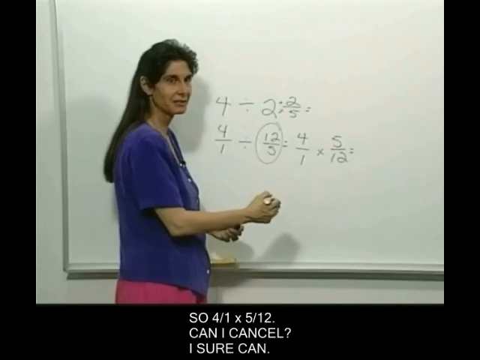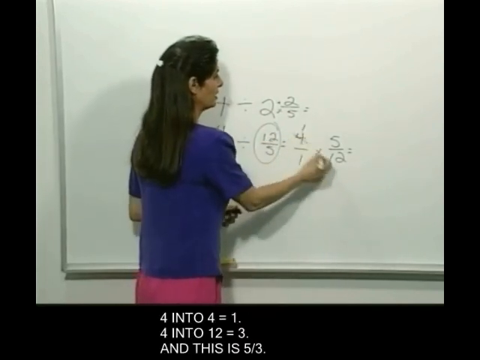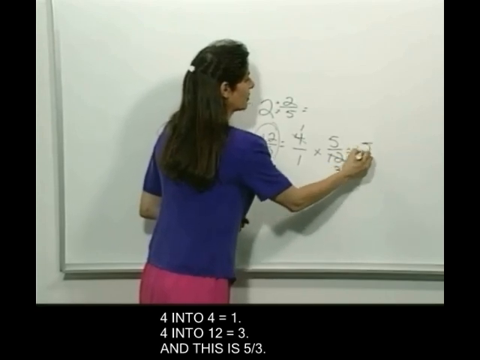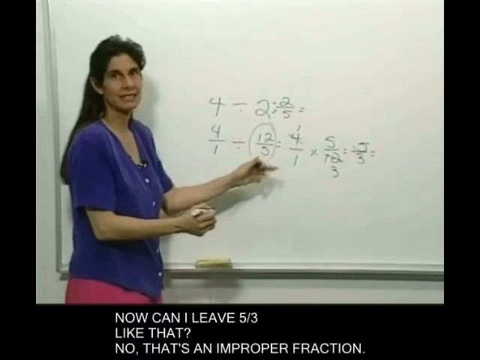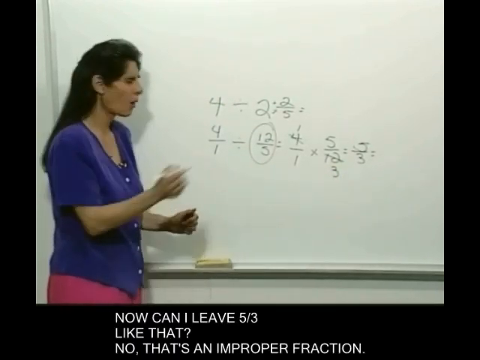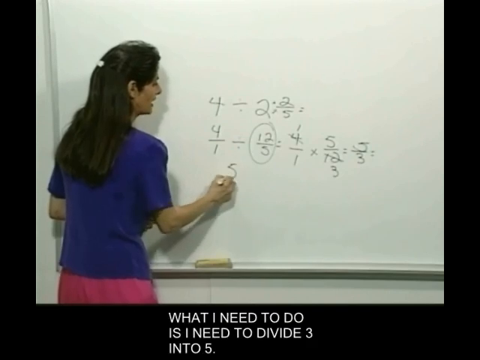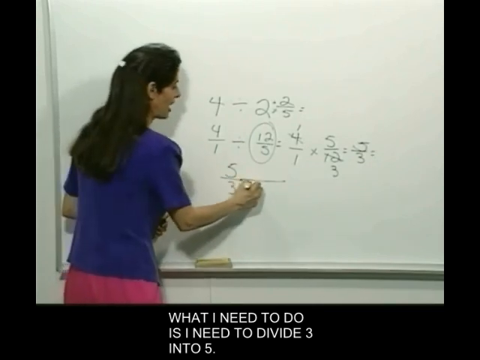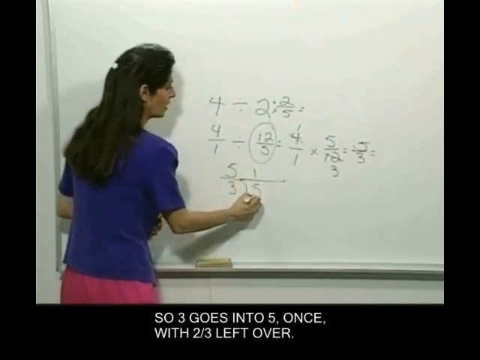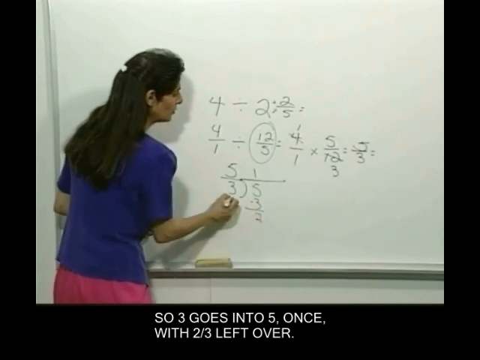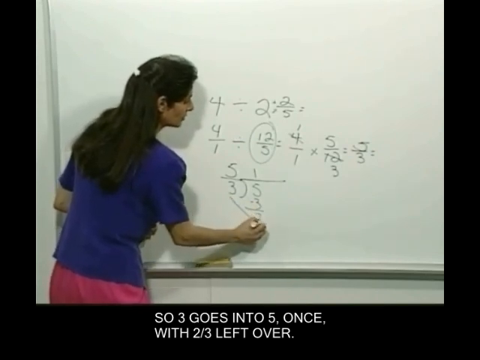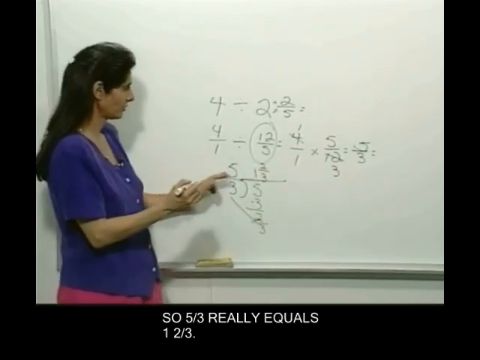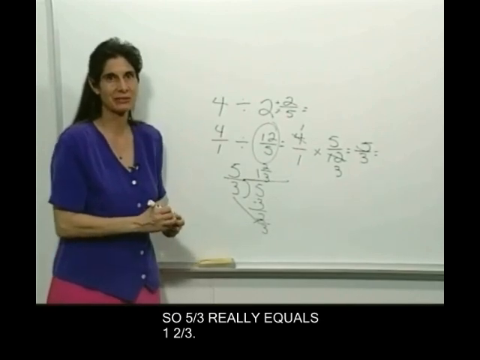Can I cancel? I sure can. 4 into 4 is 1. 4 into 12 is 3. And this is 5 thirds. Now, can I leave 5 thirds like that? No, that's an improper fraction. What I need to do is divide 3 into 5. So 3 goes into 5 once, with 2 thirds left over. So 5 thirds really equals 1 and 2 thirds.